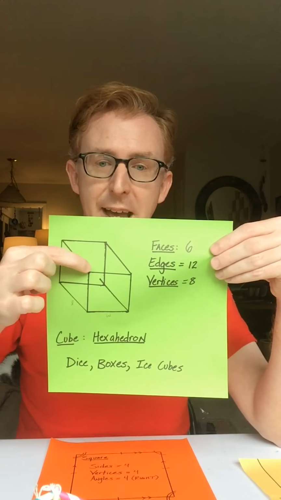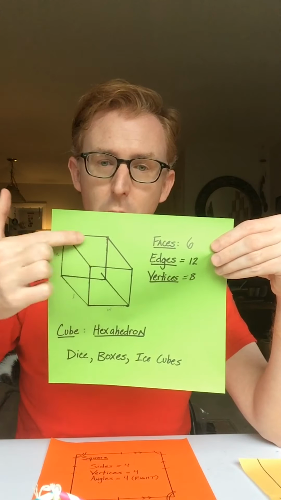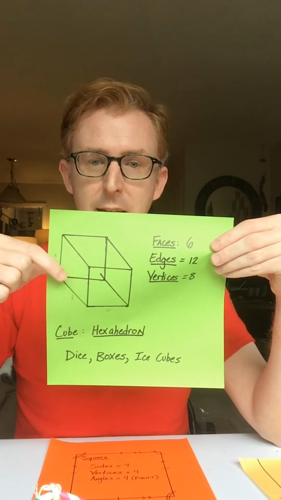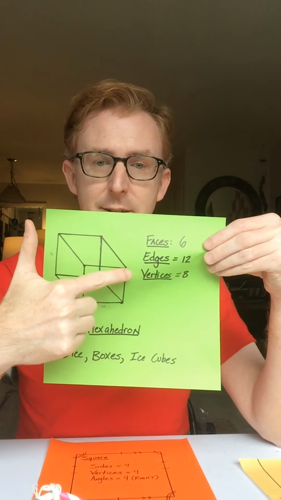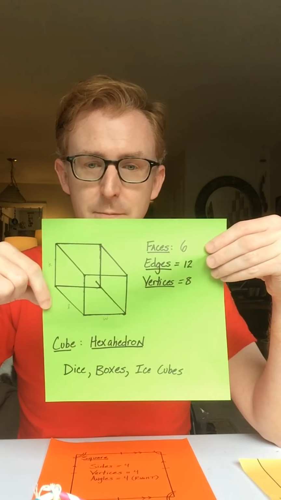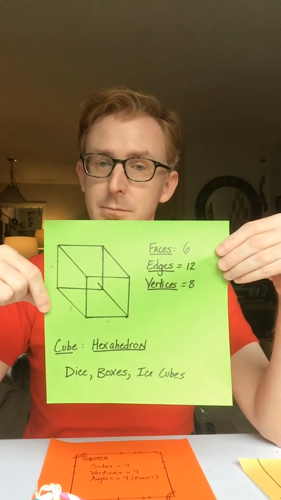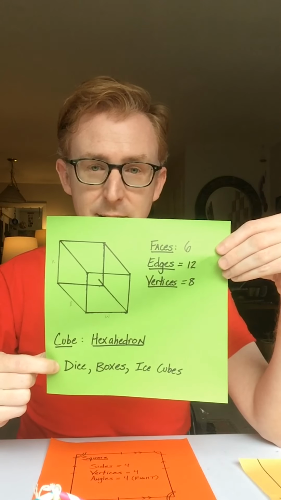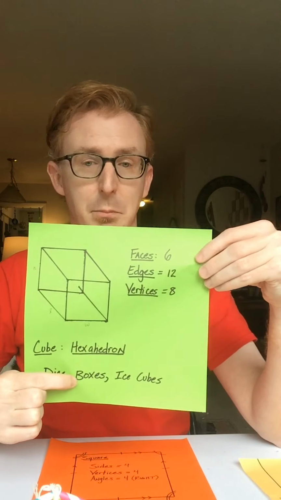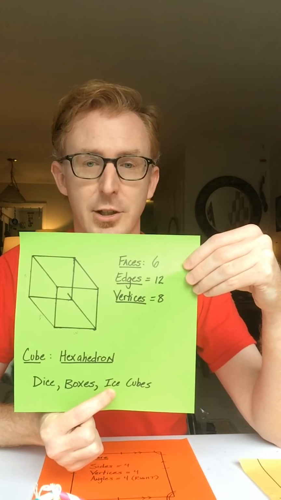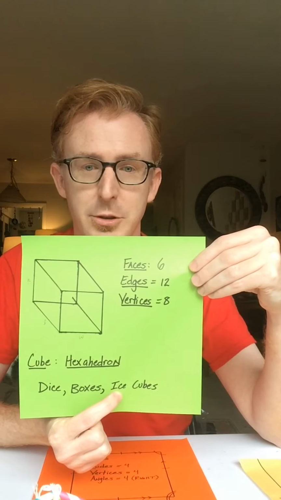You have 12 edges along your faces, and then you have 8 corners or vertices as well, making it a very common and very fun shape that we can play games with our dice, having boxes and packages delivered to us, and ice cubes for our iced tea in the summertime.